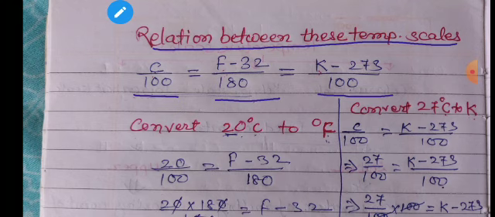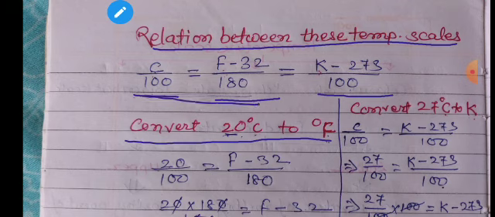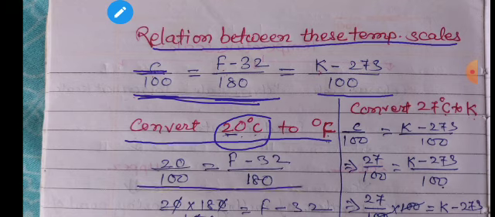Now, students, as we have discussed that one can convert temperature from one scale to another, for that we will take one example: how can we convert 20 degree Celsius into degree Fahrenheit. For that, students, taking this relation between Celsius and Fahrenheit, we will put the value of the Celsius temperature in the place of C. Then we get this equation: 20/100 = (F − 32)/180.